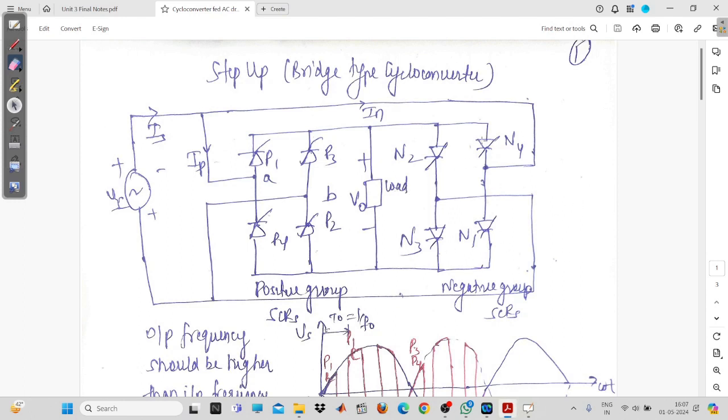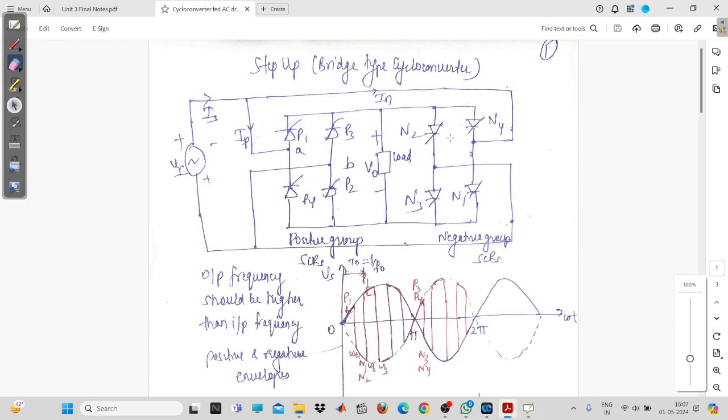So today we are going to start our new topic, that is cycloconverter. Basically this cycloconverter is a power electronic device and it is used to vary the frequency. Now, as you can see, the cycloconverter can increase or decrease the frequency of a supply. The frequency of a supply is normally a 50 hertz supply.